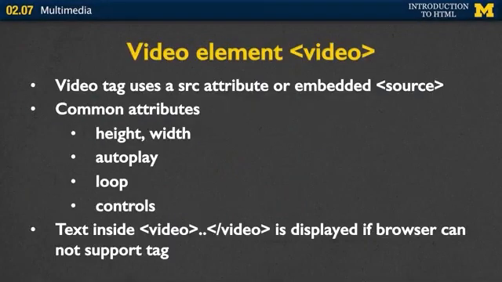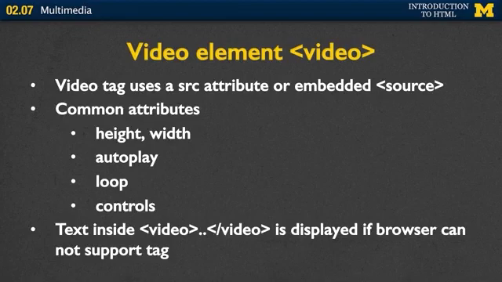So let's start with the video element. The video tag uses a source attribute, very similar to the image tag. You tell the browser where the file is. You can also use what we call embedded source tags, where you might have the video tag and then multiple sources down below.